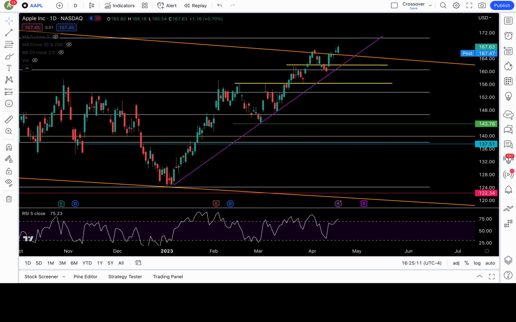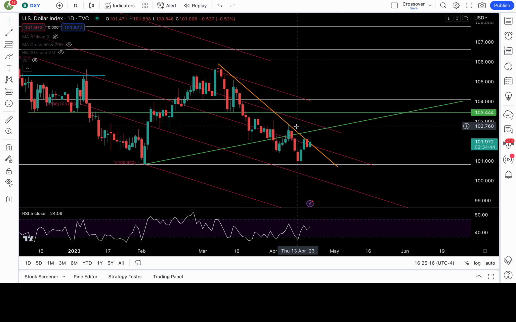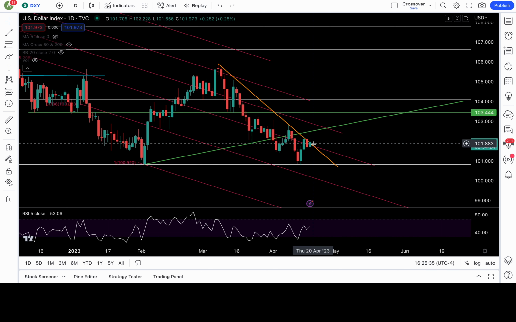All right, now moving on to the inverses. Here's the DXY chopping right now, trying to break above this orange trend line. We'll see what happens in the next couple of hours, but it definitely needs to close above 101.8. The higher the better if you're bullish on the dollar. Resistance is at 102.5. If it can clear that, 102.8 and 103.4 would be back in play, okay? Now support is 101.7. If that fails, possibly could see more downside with 101.5 and 100.8 back in play.